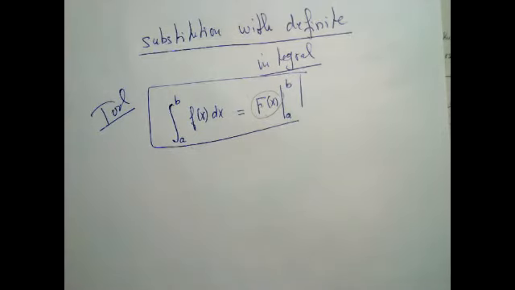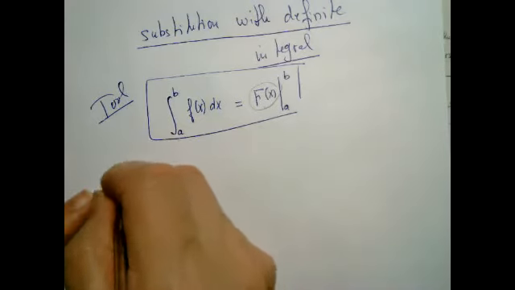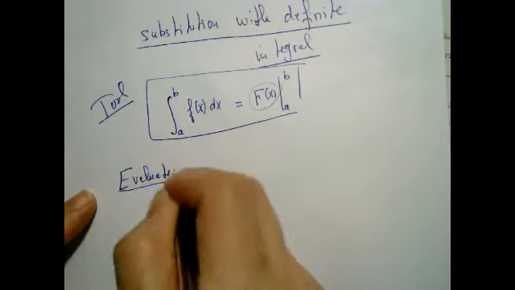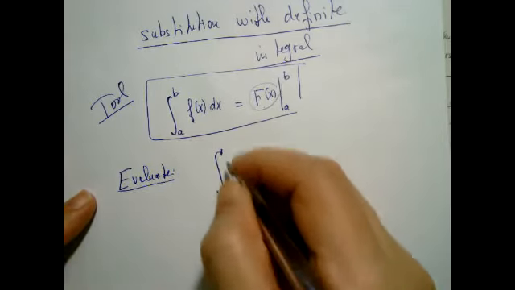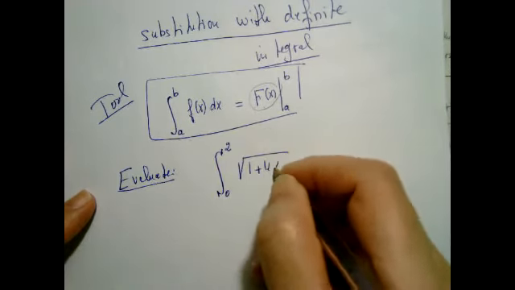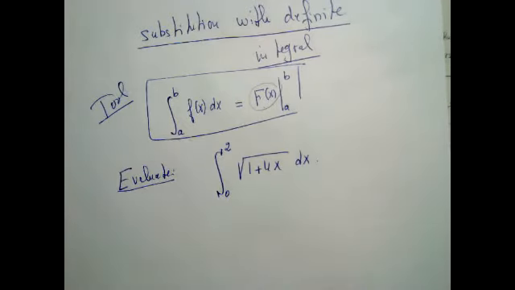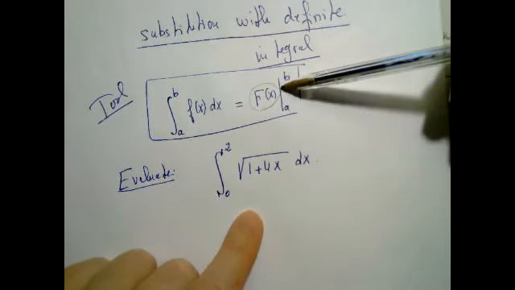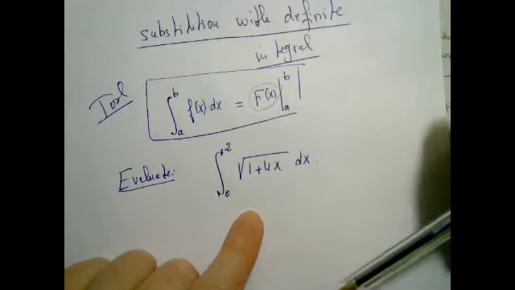Right. So let us say now I have the following integral. Evaluate the integral from, let us say, 0 to 2 of the square root of 1 plus 4x dx. So now it's a definite integral. And I need to evaluate the antiderivative. And then once I find the antiderivative, I take care of the limits.